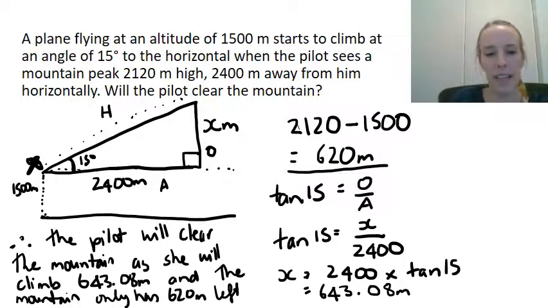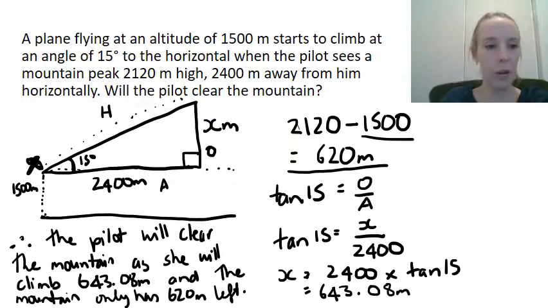Okay, so that didn't really make sense. The mountain's not 620 meters tall. Obviously, the mountain was 2,120 meters tall, but she was already 1,500 meters high in the sky. So working out that distance there. Hopefully that's clear. Also, I just realized my pilot changed gender from a he to a she. Doesn't really matter. Hopefully you can see how to apply trigonometry.